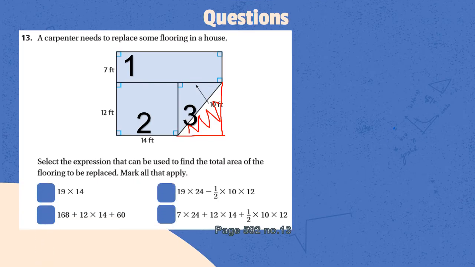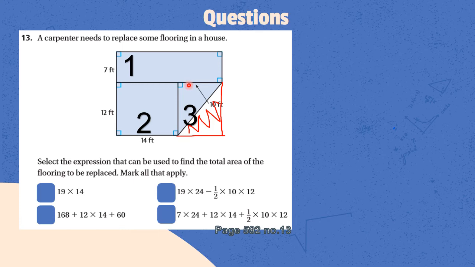Here the question is a little bit longer and needs a little bit more thinking. It says a carpenter needs to replace some flooring in a house. Select the expression that can be used to find the total area of the flooring to be replaced. Mark all that apply. So we want to know the total area of this shape. We have 2 rectangles and 1 triangle.